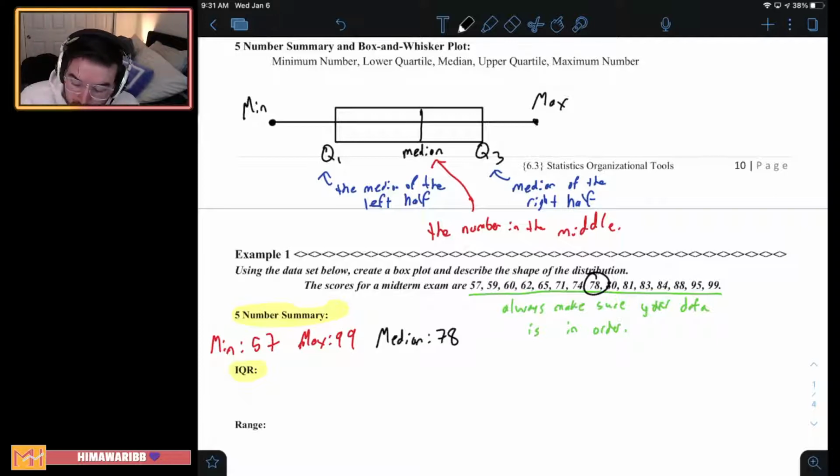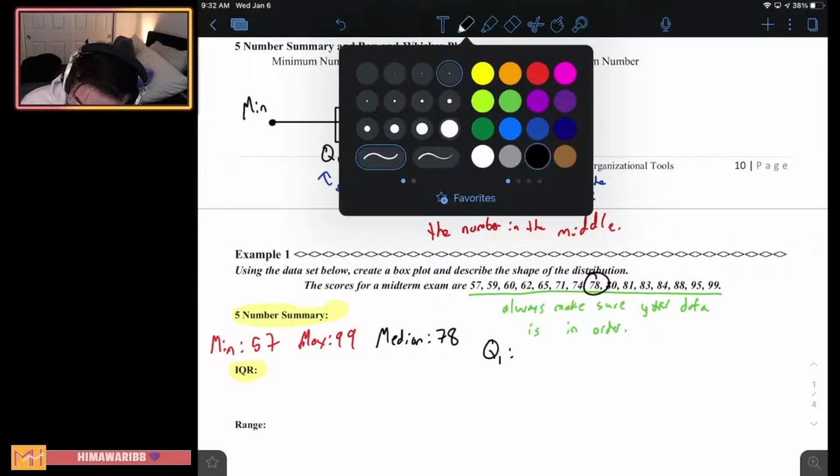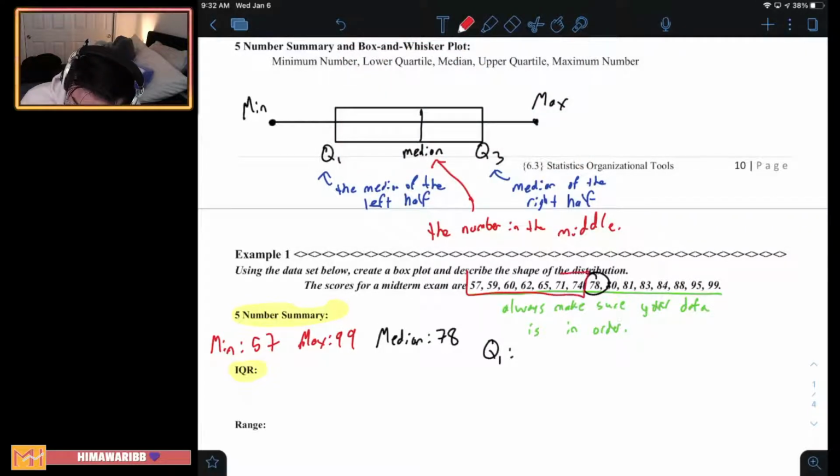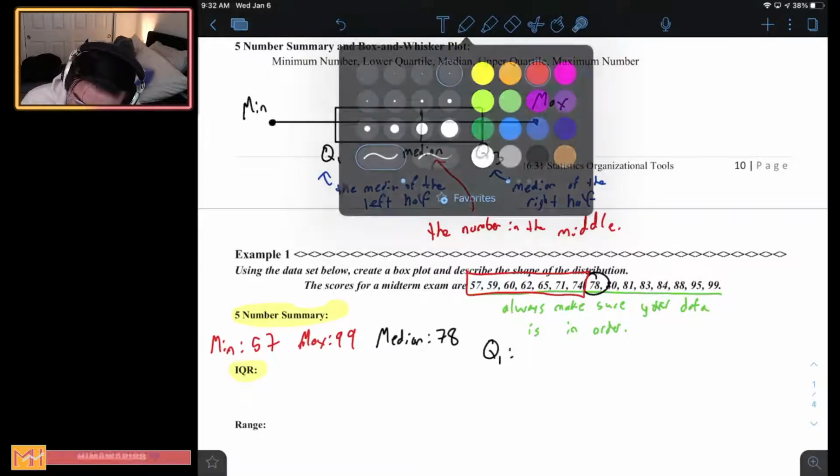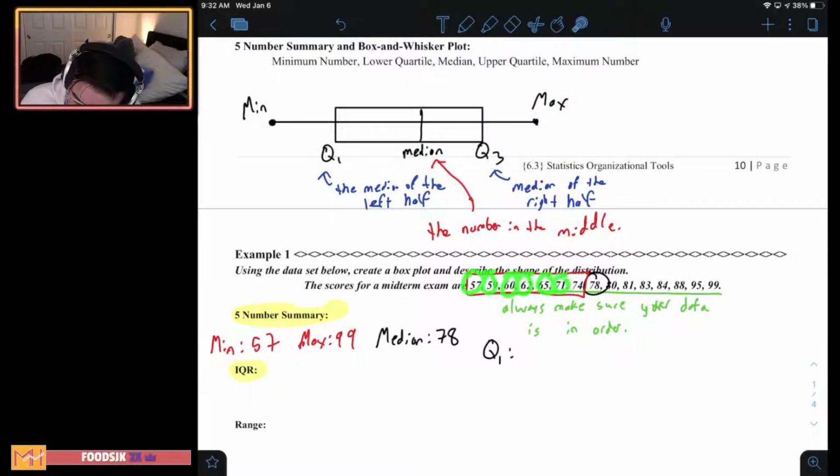So Q1 and Q3 is the middle of the left half, the median of the left half. I'll do Q1 and the question will be Q3. So Q1 is the middle of the left half. If I'm looking at the left half, that's only these numbers. How many do we have there? 1, 2, 3, 4, 5, 6, 7. So 3 on the left, 3 on the right, 62 is in the middle. So that's our left median, so to speak, our Q1.